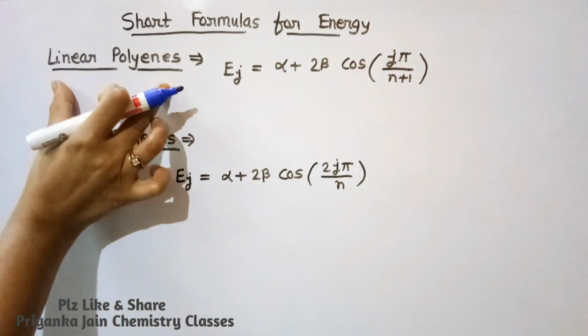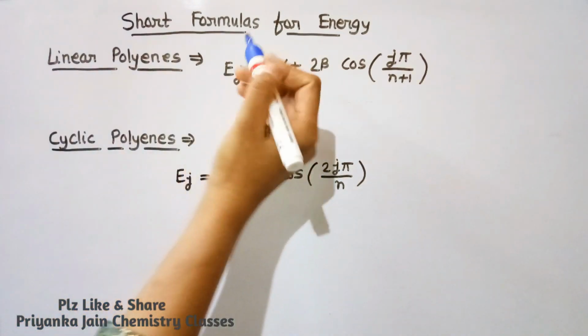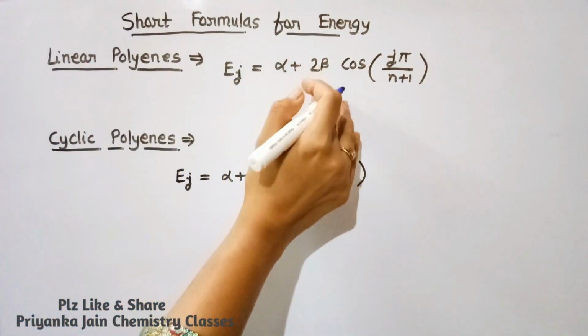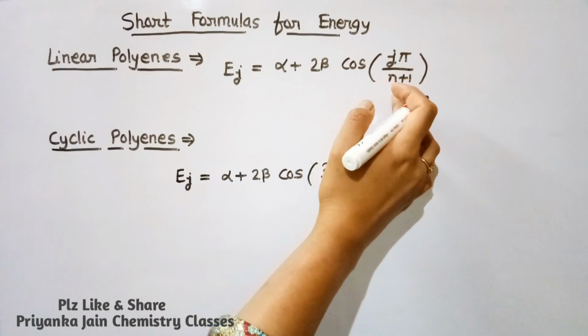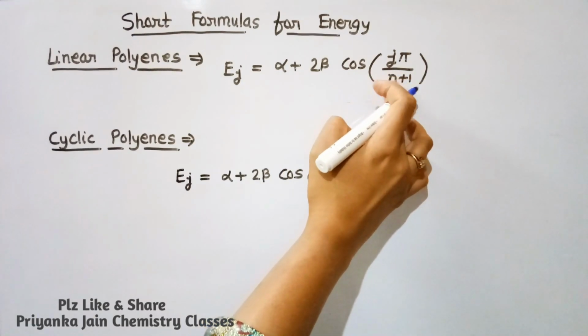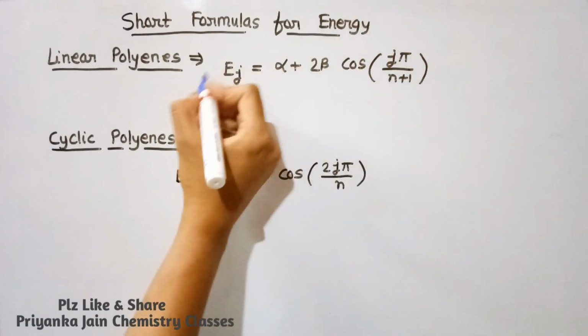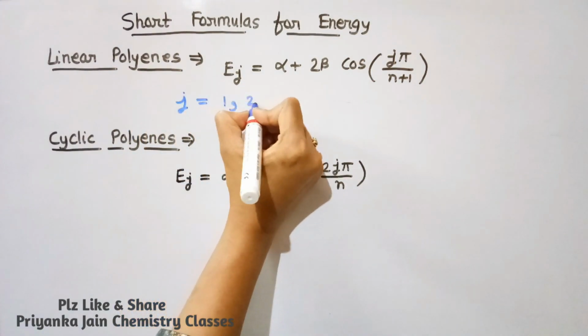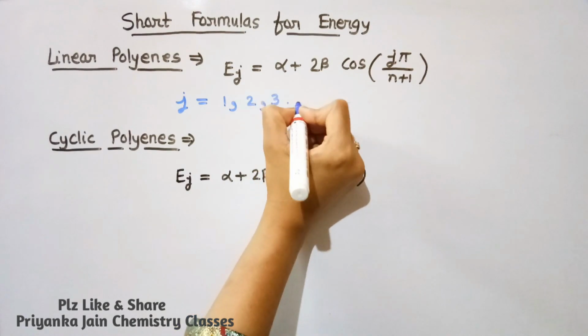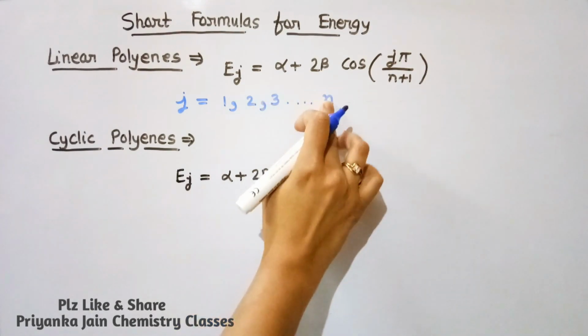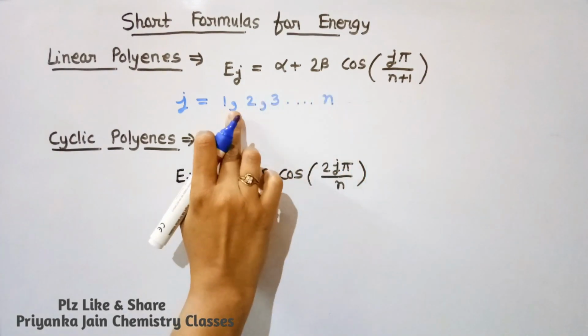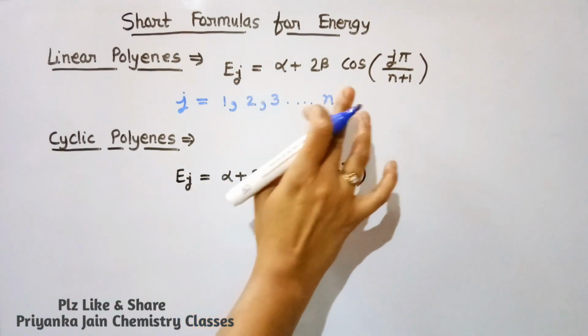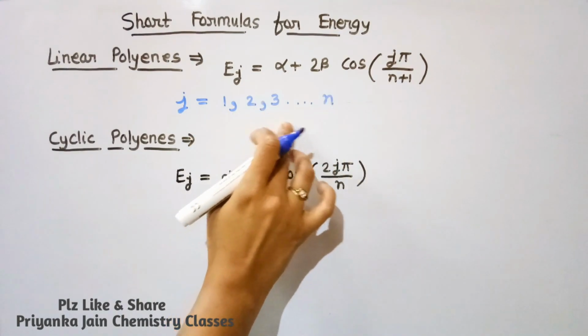Firstly, see that for the linear polyene, the formula is Ej is equal to alpha plus 2 beta cos (j pi upon n plus 1). Here n is the number of atoms, and the value of j will be equal to 1, 2, 3, in this manner till the value of n. Suppose if n is equal to 4, then its value will be 1, 2, 3, 4. Okay, if n is 5, then its value will be 1, 2, 3, 4, 5.